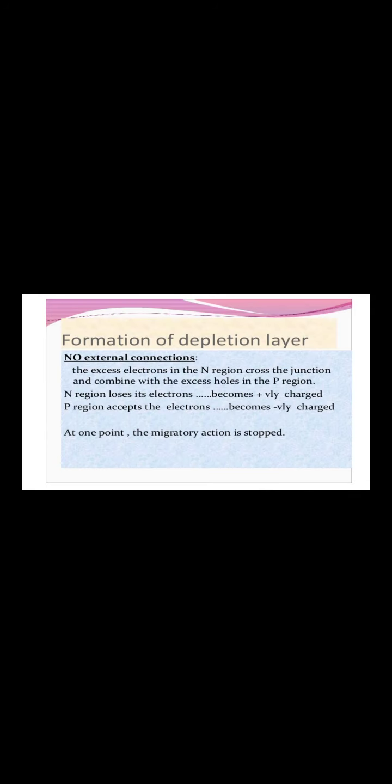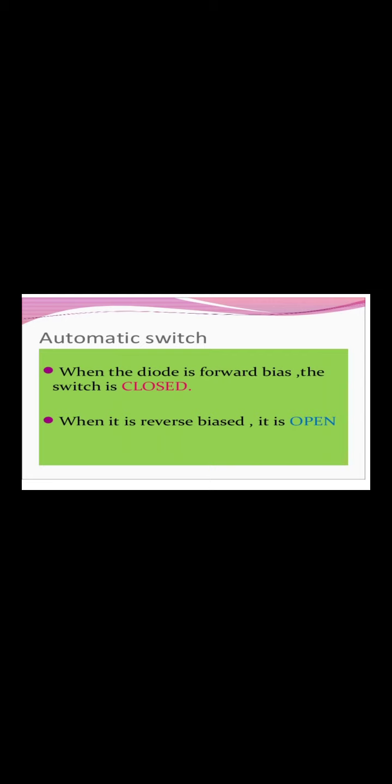I already told you, if the diode is in forward bias, then it acts as a closed switch. If the p-type material is connected to the positive terminal of the battery, and the n-type, the cathode terminal, is connected to the negative terminal of the battery, then the diode is in forward bias. But the condition is that the voltage of the battery must be more than the cutoff voltage.